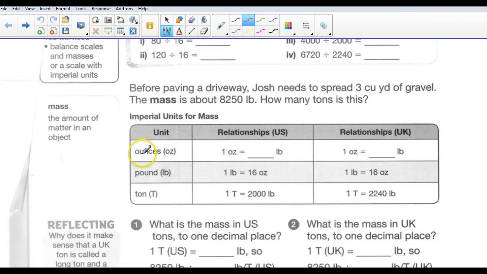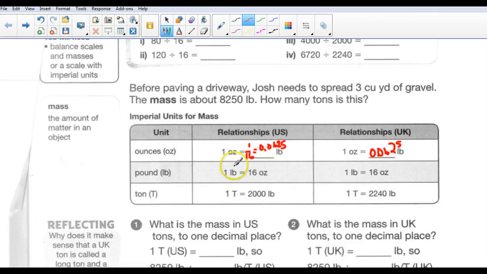Okay, so let's talk about ounces first. Well, 1 ounce is 1/16 of a pound, because 1 pound takes 16 ounces. If you take your calculator and take 1 divided by 16, you get 0.0625. And that's in the American system. Well, it's the same relationship in the UK system. 1 pound is still 16 ounces, so it's still 0.0625 pounds.